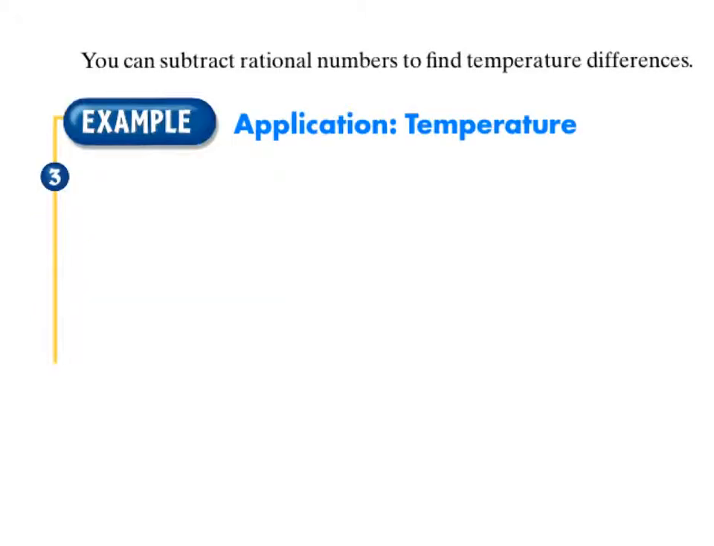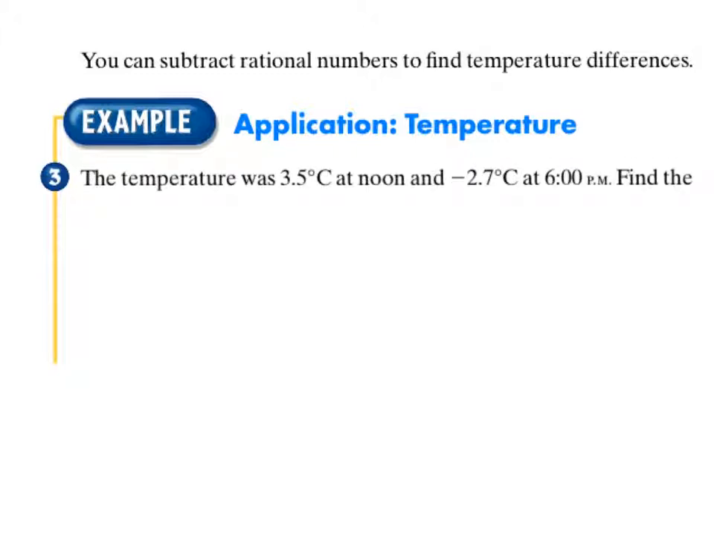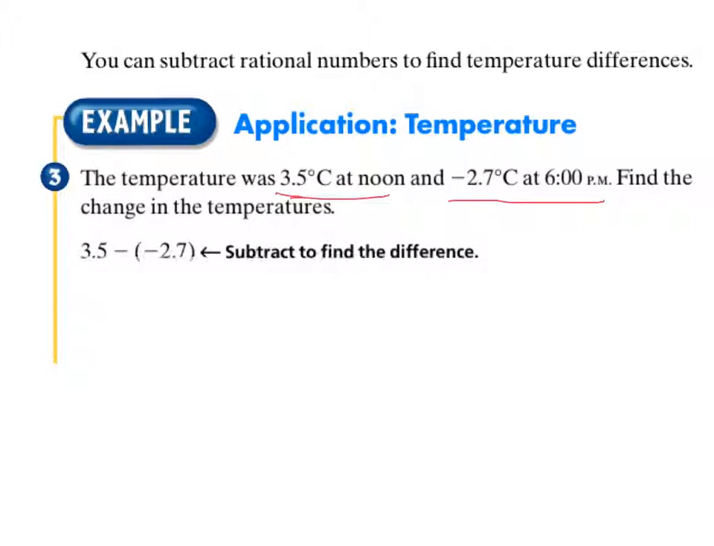Now, you can subtract rational numbers to find temperature distances. So the temperature is 3.5 Celsius at noon and negative 2.7 Celsius at 6 p.m. We want to find the change in temperature. So we'll have our original temperature at noon of 3.5 minus, because we're changing, the end temperature of negative 2.7.